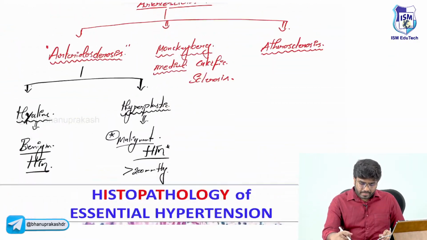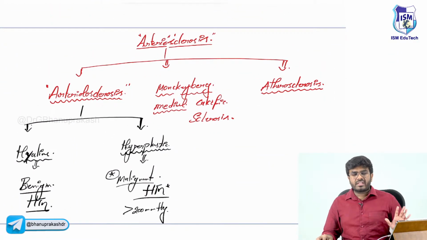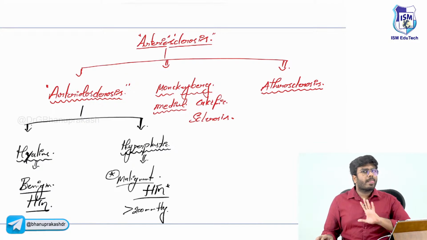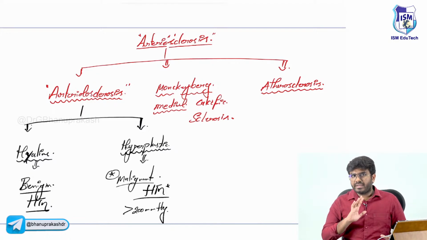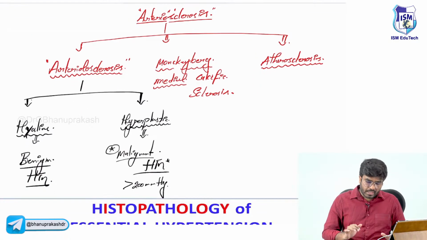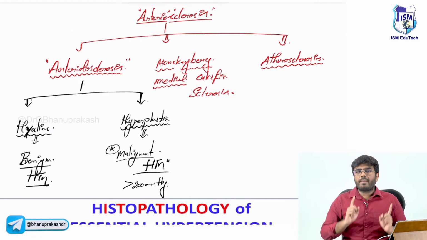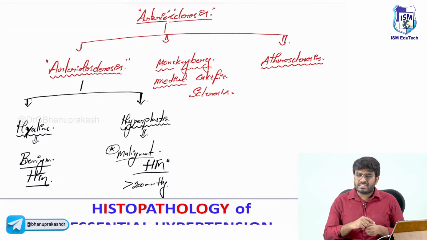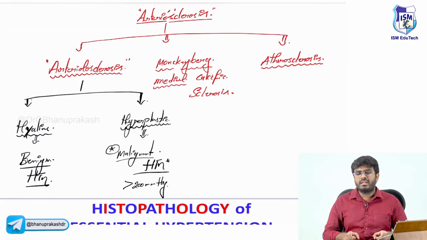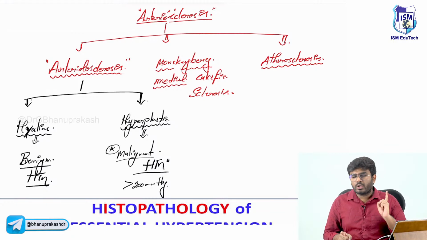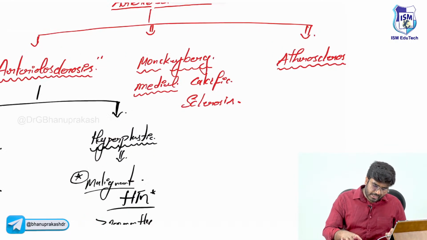Anyway, let's come back. We are discussing the topic of arteriosclerosis. How many types? Three types: arteriosclerosis, Monckeberg's medial calcific sclerosis, and atherosclerosis. Arteriosclerosis is divided into two types, hyaline as well as hyperplastic. Hyaline is seen in benign hypertension. Hyperplastic with onion skinning of the blood vessels is seen in malignant hypertension, where the systolic blood pressure is more than 200 mm Hg. Done, sir. Next, the second type is Monckeberg's.